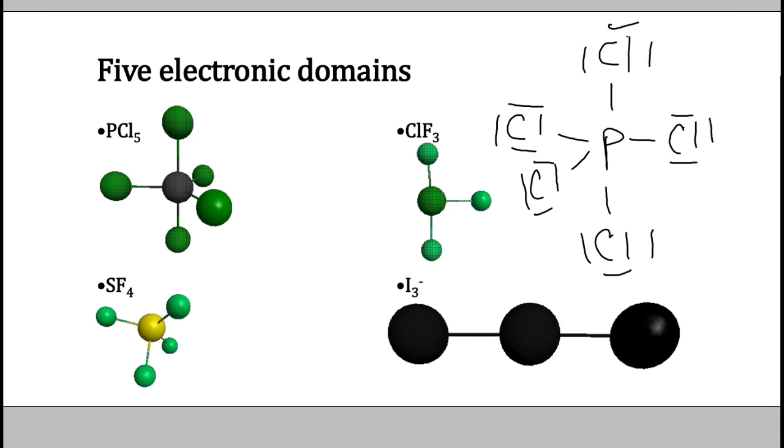So there's a couple points that we want to make here. Whenever we're looking at 5 electronic domains, we like to break it up into 2 parts. We like to think about it as the belt, the equator there, and then our axes. So around the belt, if you took away these 2 atoms on the axes, the belt looks just like a trigonal planar arrangement. So we'll see bond angles between all of these of approximately 120 degrees.